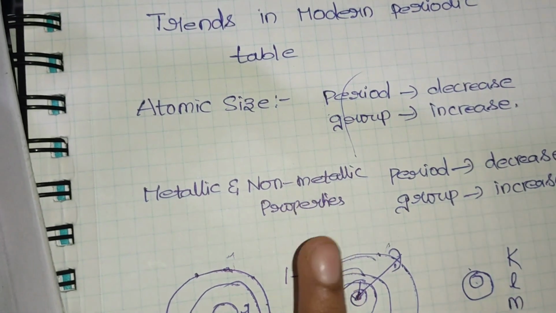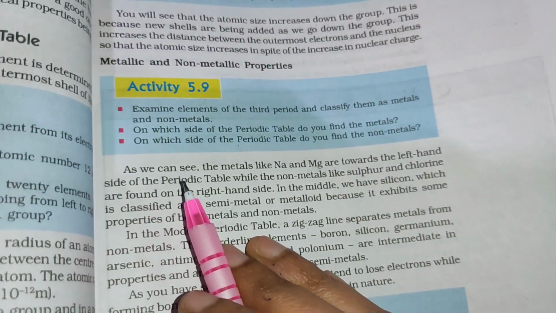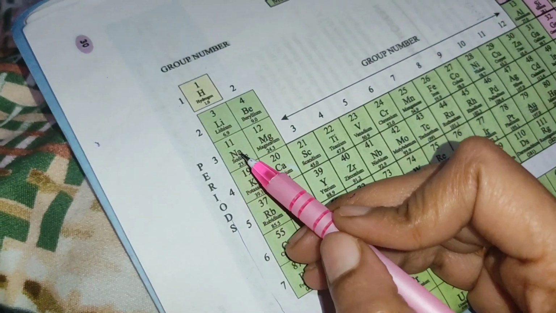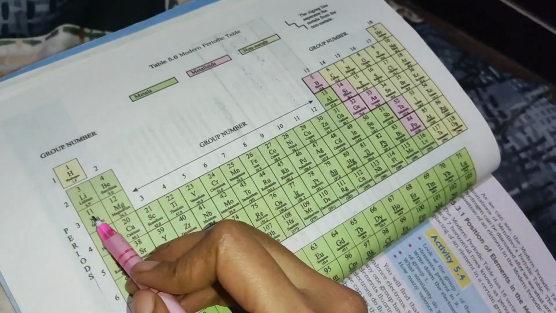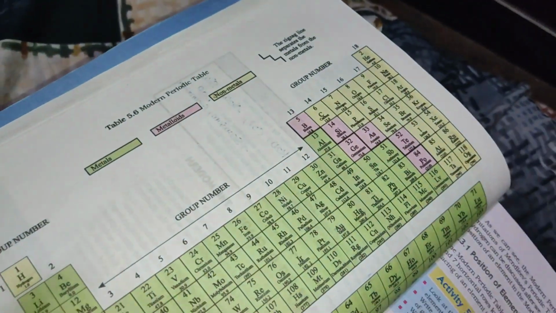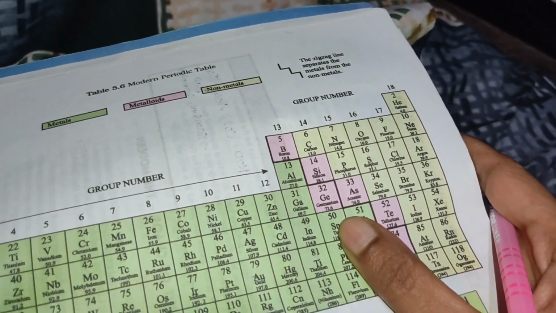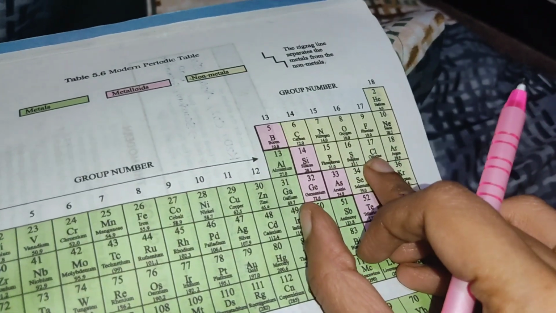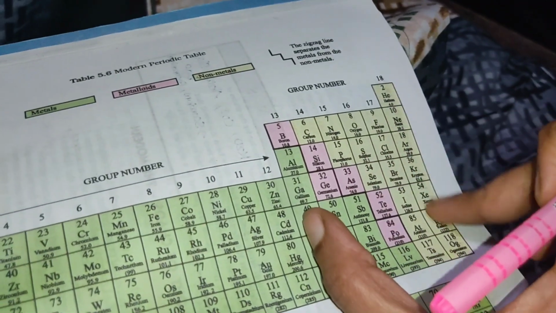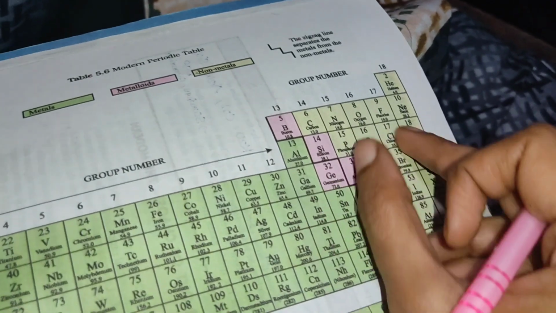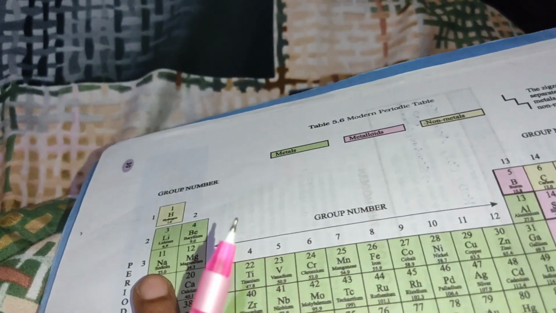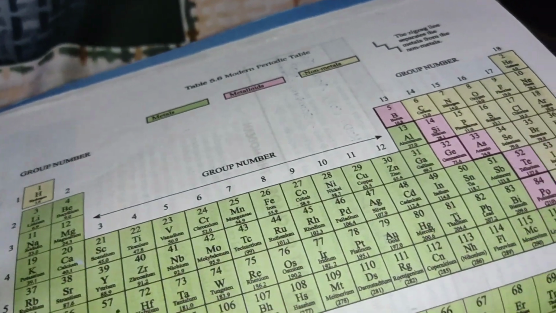Next we will see metallic and non-metallic properties, how they vary. As we can see, metals like sodium and magnesium are towards the left hand side. We will see here sodium and magnesium on the left hand side, and on the right hand side we can see sulfur and chlorine.